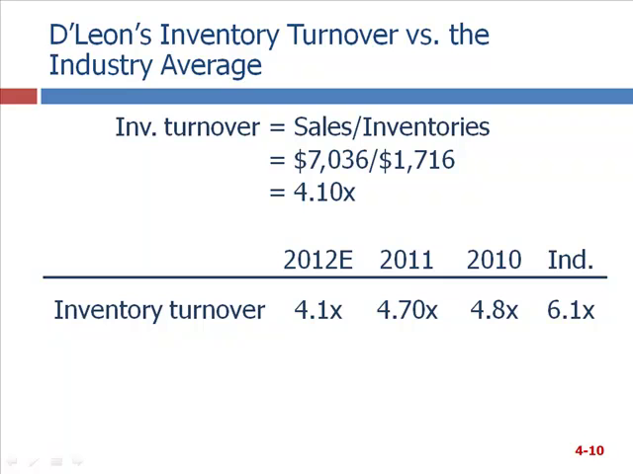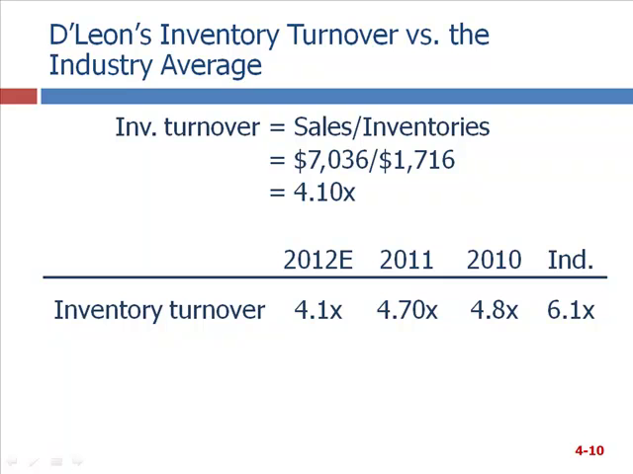Because inventory is costly to manage. You've got to have a place for it. You've got to store it. You've got to insure it. All sorts of things like that. All in all, we'd like to see high inventory turnover ratios. So how do we calculate this? Well, it's simple. It's just sales divided by inventories.